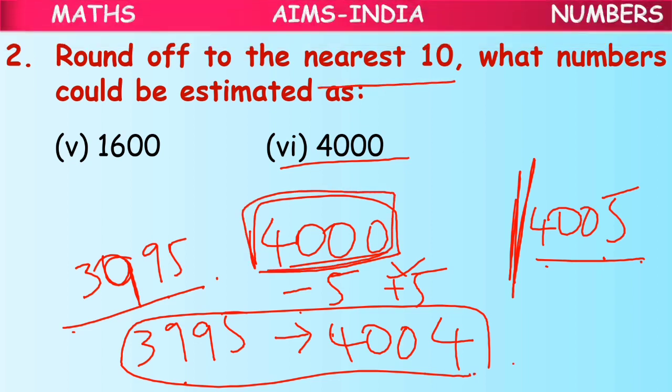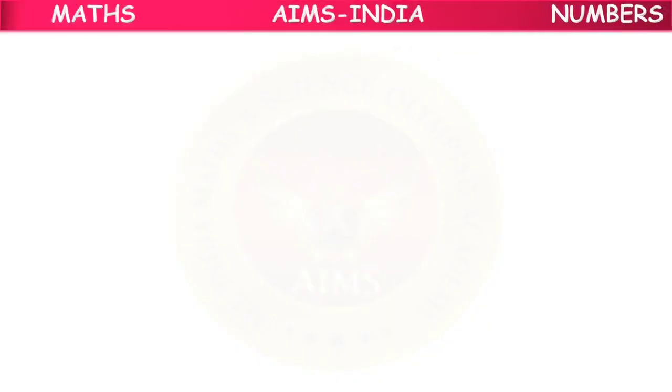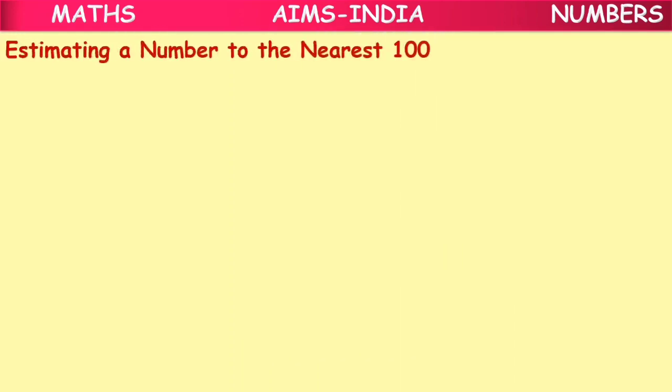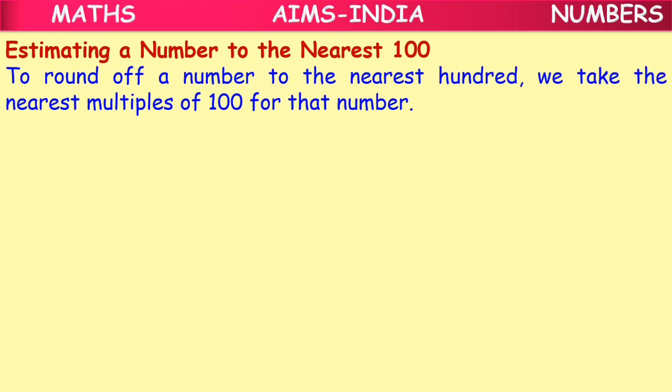Because when you understand how to estimate a number to the nearest 10, it will be easy for you to understand the next two concepts we are learning today, of which the first one is estimating a number to the nearest 100. We learnt yesterday, what did we learn? We learnt about estimating a number to the nearest 10. Today we learn about estimating a number to the nearest 100.